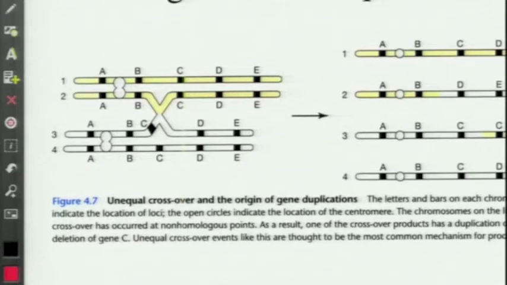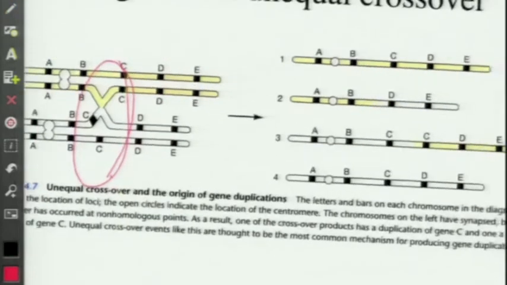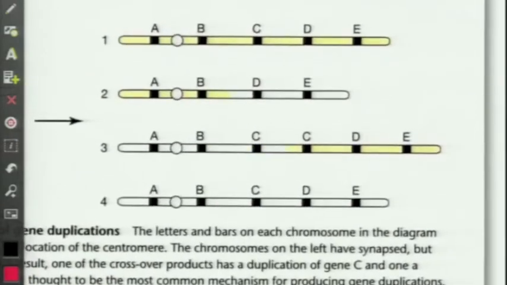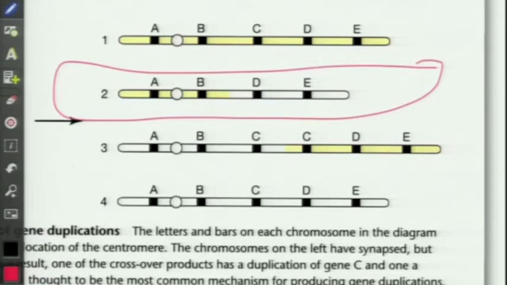And what you see, or I hope that you see, is that in this section where there's crossover, you're not getting exactly correct alignment and swapping over. It's unequal between these chromatids, so that what you can get as a result is, of these four daughter chromatids, one that is missing the C gene.